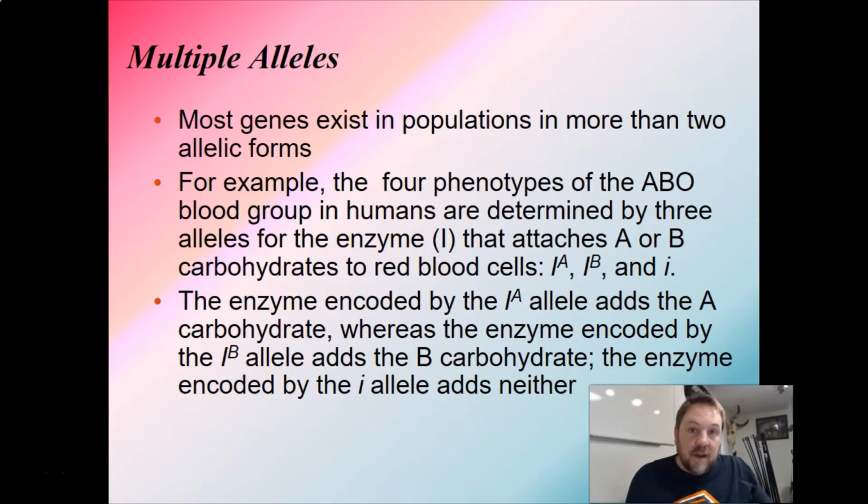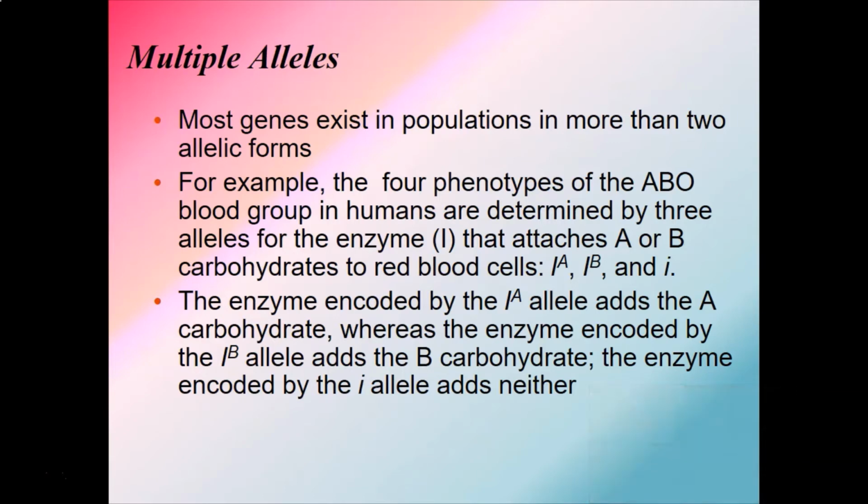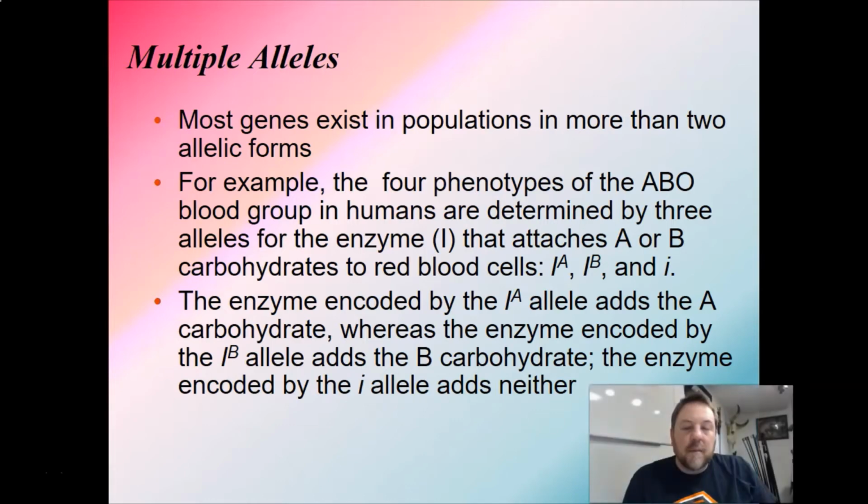And imagine the phenotypes then. So, for example, let's take a look at blood. The 4 phenotypes of the ABO blood group are determined by 3 alleles for an enzyme that attaches the A or the B carbohydrates. Remember, on the outside of your plasma membrane, a lot of times you have these carb chains, and I said they act like chemical ID cards. Some of your carb chains on these blood cells you can consider antigens, because your immune system can read them. These carb chains are A's or B's, and it's named for the enzyme that attaches them.